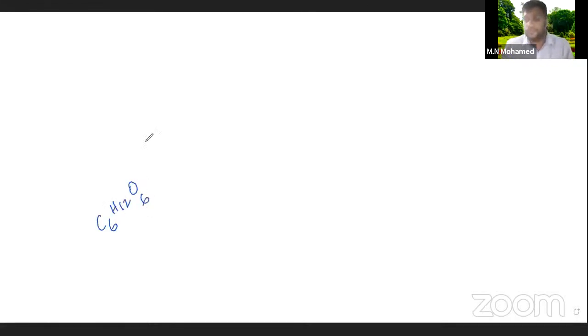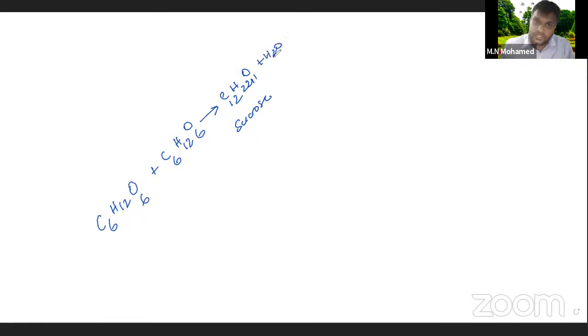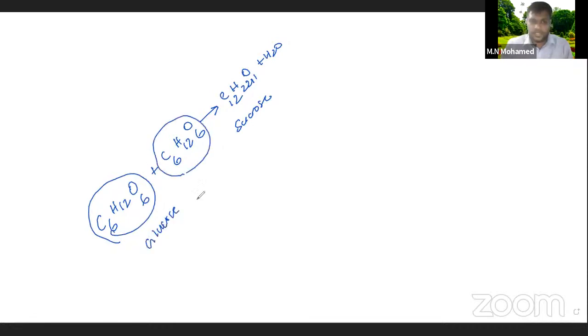C6H12O6 is glucose, a monosaccharide. And another C6H12O6, another glucose. When these two join, what will be formed? C12H22O11. This is sucrose, plus a water molecule. Always when these two are joined, a water molecule is released. Glucose plus glucose may form maltose. So if it is fructose, it will be glucose, right?